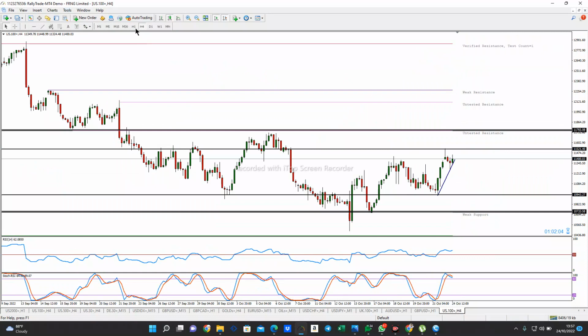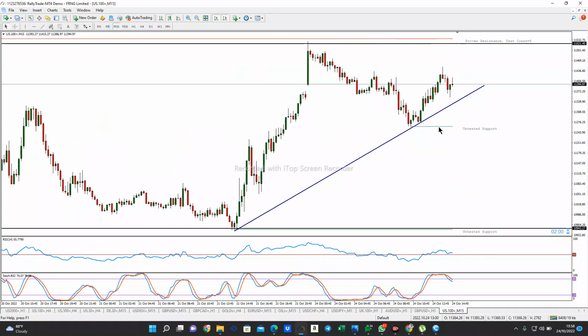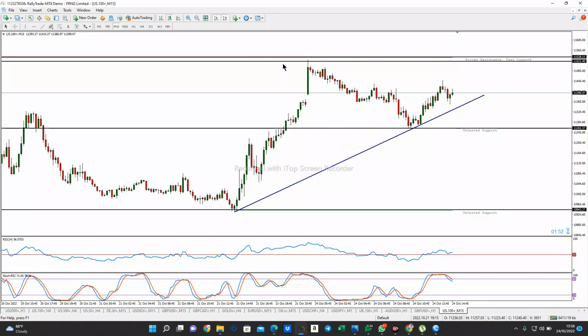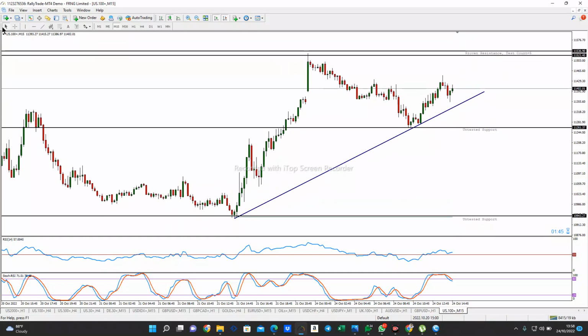I've drawn it on 1 hour. Now I'm going to draw it on 15 minutes. You can see there's another one here. So I'll mark it on 15 minutes. There's another one here. Mark it as well. So the more lines I'm drawing, the stronger that particular area is. You can see there's another one here as well.